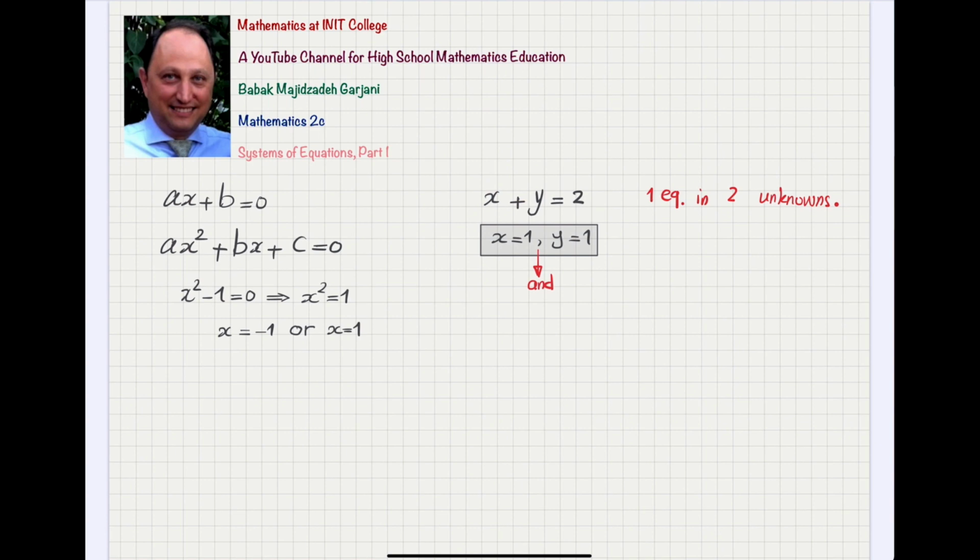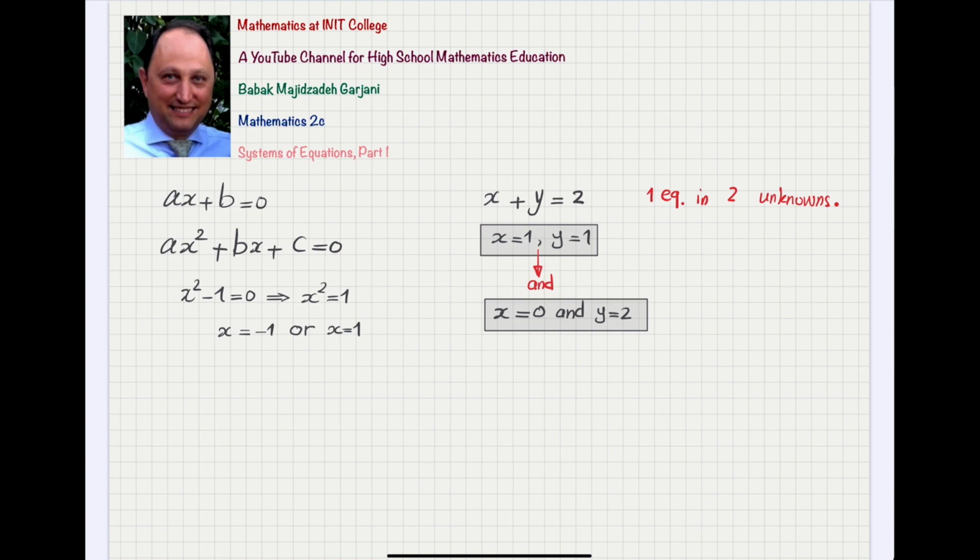Maybe x is 0 and y is 2. Yes, so that's another one. So far, how many of them have I written? Not 4. How many? So let me emphasize: 2, yes. So far I have written 2 solutions. But I ask you, how many solutions do you think this equation on its own has?